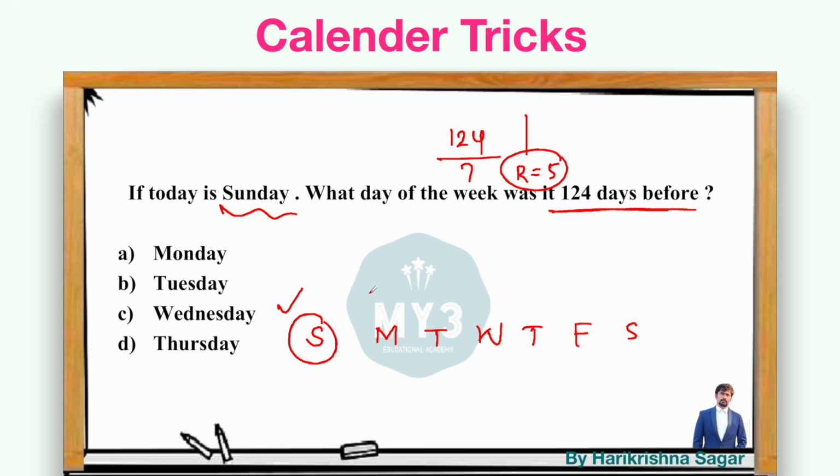Because it's before, talking about the past, go in the backward direction by 5 days, not the forward direction. So that's why you have to be careful whether it is after or before. Based on that, you have to solve the question. So go back by 5 days. 1, 2, 3, 4, 5. Mark the answer as Tuesday. Hope you are able to follow.